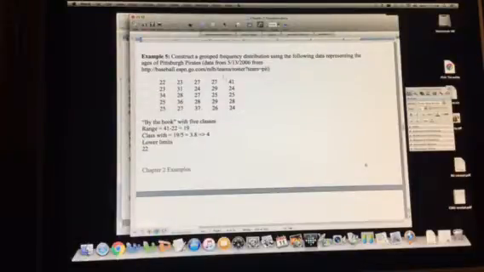So we have to go and find the high value, and the oldest person in this data is 41. This is the reason I still use the older data. The Pirates don't have anybody in their 40s right now. The lowest age in the group was 22. So the range of data is 41 minus 22, or 19.